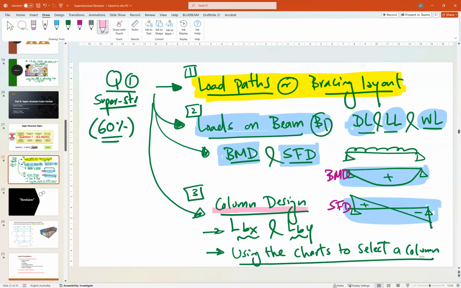Number three is the column design, which can include calculation of buckling lengths, LBX and LBY, and also using the charts to find or select a suitable column. So these are important topics about the superstructure part, or about the 60% of the test.